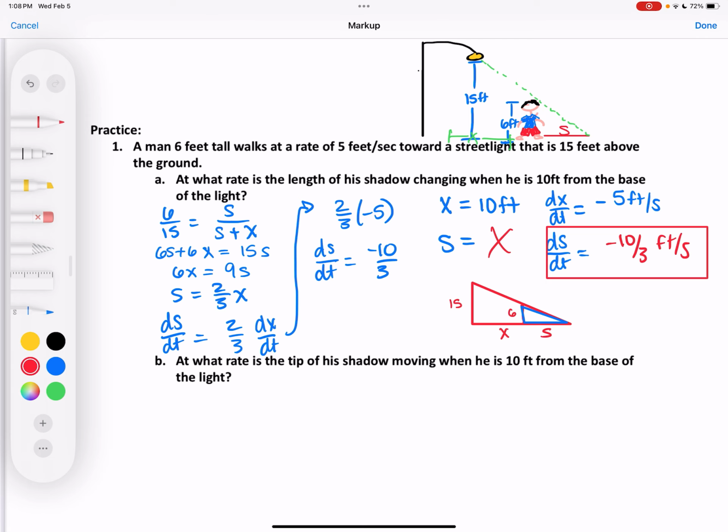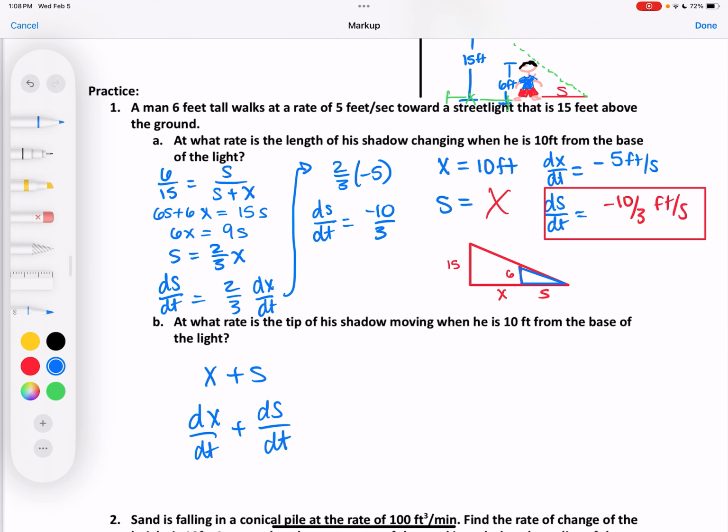So this is just x plus s. And then we take the derivative, dx dt plus ds dt. And then we use the numbers from up here, so I'm just not rewriting them. -5 plus -10/3. So will that be 15/3? -25/3. It's -25/3 feet per second.